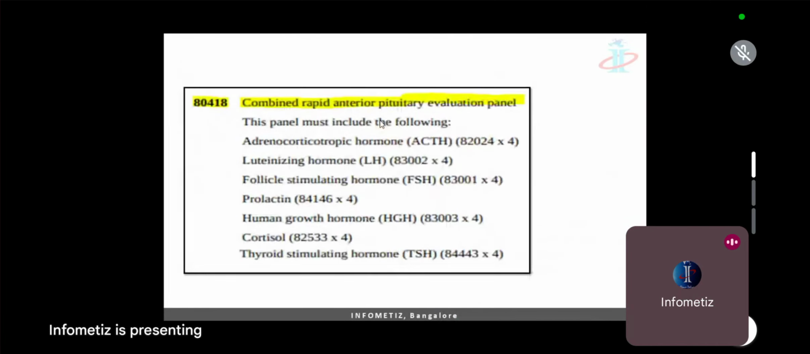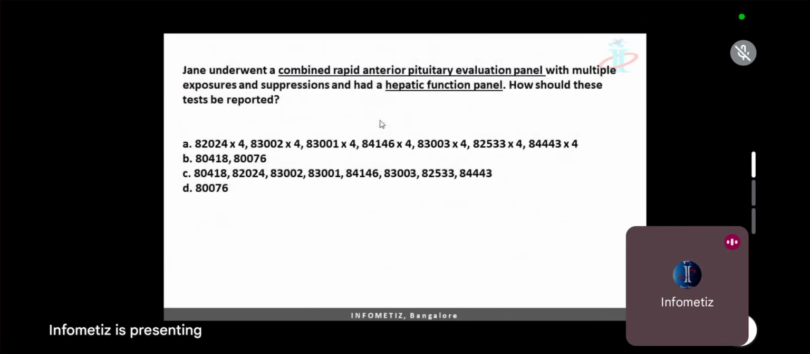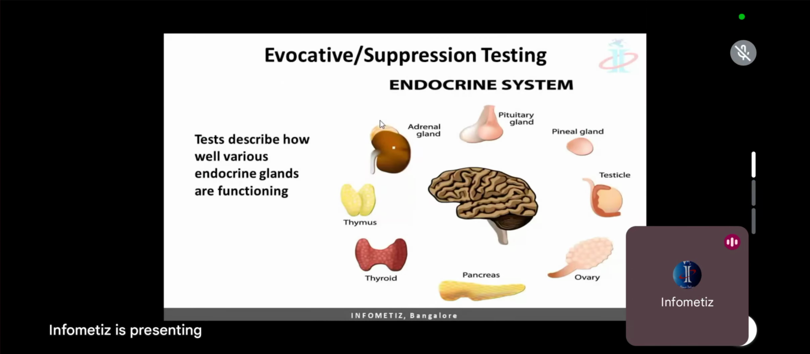Yesterday we have seen about. Then we have seen about the, where is that OB panel?